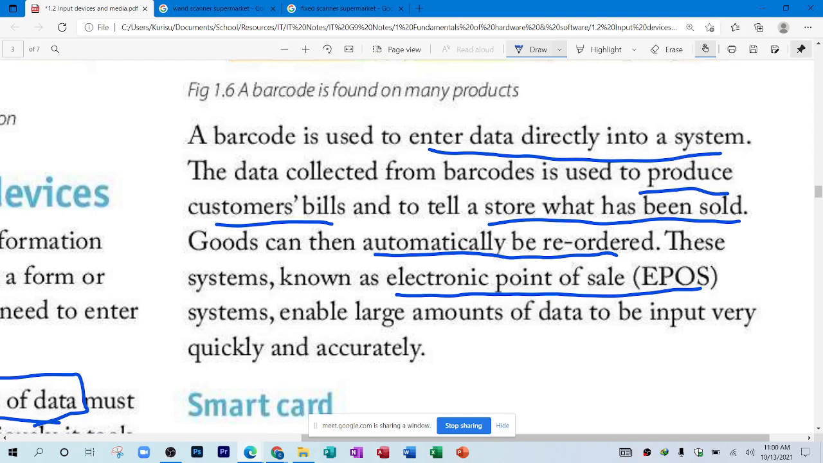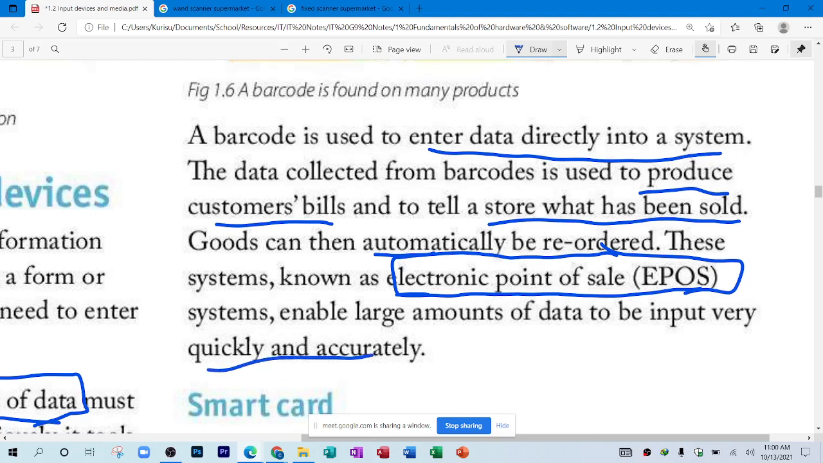So this system here of scanning the item, calculating the customer bill and so on is called an electronic point of sale system, so that you can input the data, calculate the data, and so on very quickly and accurately.